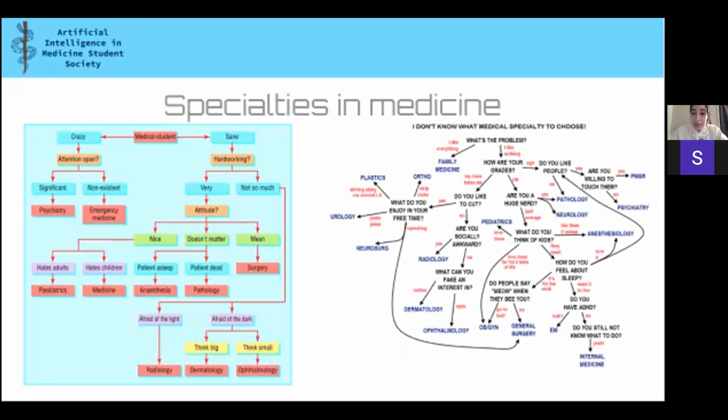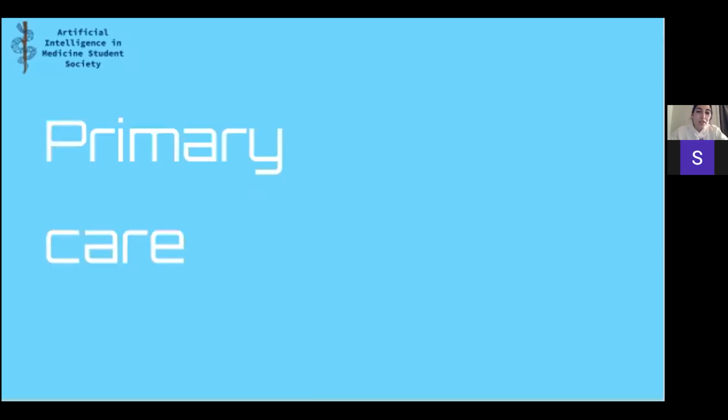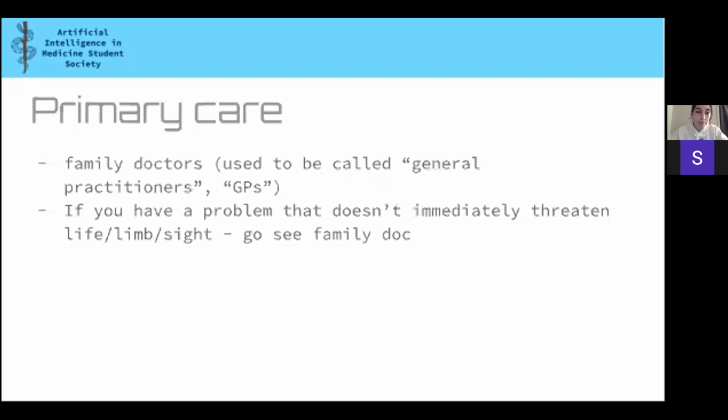Before med school, I personally had no idea how many medical specialties existed in medicine, and there are way more than I expected. And these are some nice diagrams of how to find the medical specialty that's right for you. I especially like this one, the hot, crazy matrix, another good way of classifying medical specialties. I personally think nephrology deserves better than this, but that's okay. Okay, so as I said, the goal for today is going to be mostly talking about primary care out of all of the medical specialties.